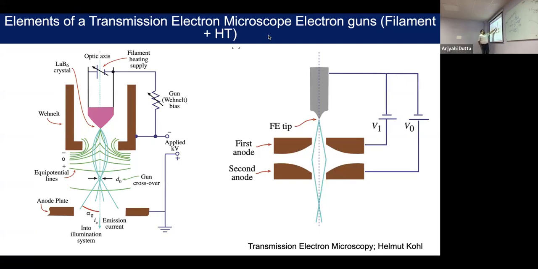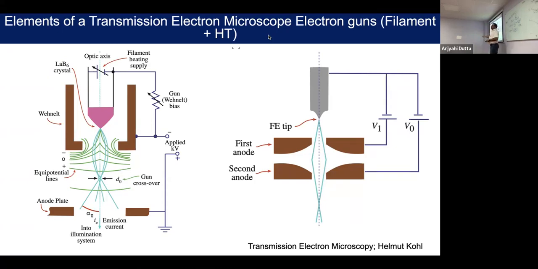In the field emission gun, the anode is very close to the tip and a very strong electric field is used to pull out the electron. In that particular case, we don't have to heat that filament too much. And then it will be easy to remove the electron from the cathode part.